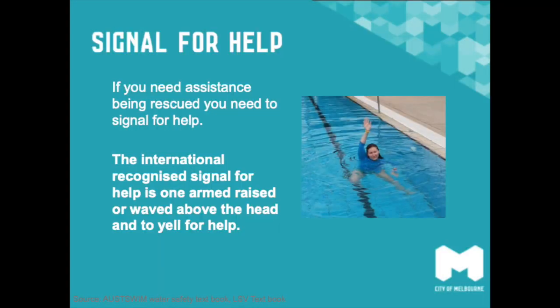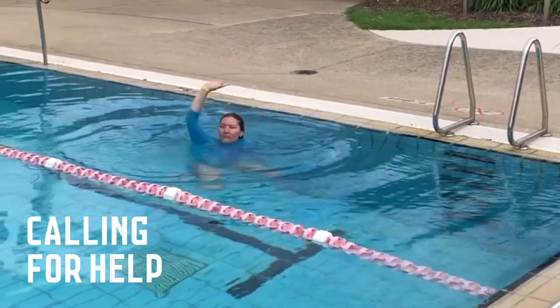Before we rescue somebody, or if we need to be rescued ourselves, we need to know what to look out for or to do in order to get rescued. One of the best ways to get our lifeguard's attention is to signal for help. The internationally recognised signal for help is one arm raised or waved above the head and a cry for help. This is the best position for supporting the body, as you can use your other arm and legs to tread water to keep your head above the water.